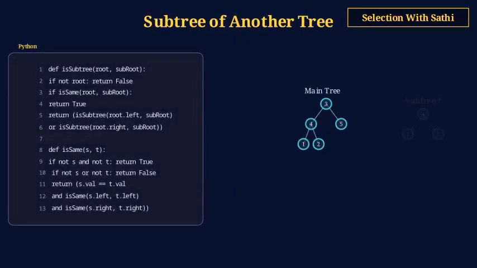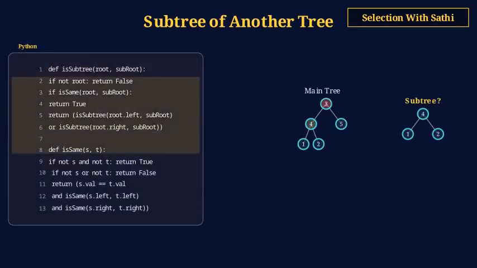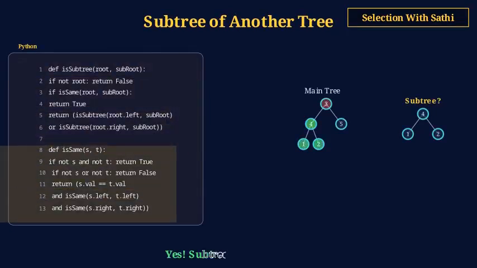Checking if tree B is a subtree of tree A. We need two helper functions. Is same, starting at line 9, checks if two trees are structurally identical. It compares values and recursively checks left and right children.